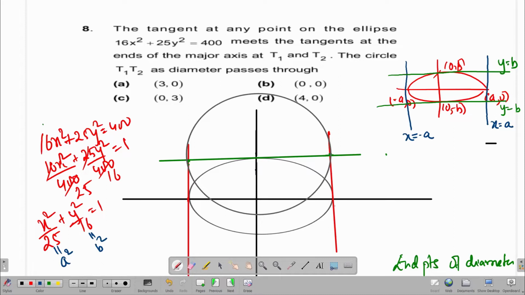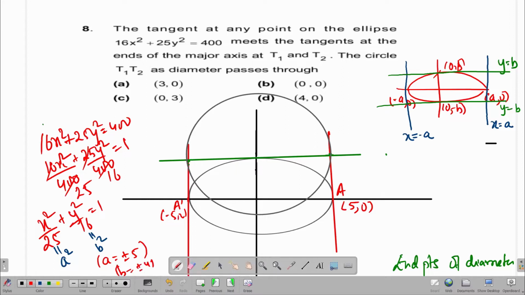So this point on the diagram is A, that is (a, 0). Since a square is equal to 25, a is equal to plus minus 5. So one end of this major axis is (5, 0) and this end is A dash, that is (minus 5, 0). Same here, if b square is equal to 16, then b is equal to plus minus 4.